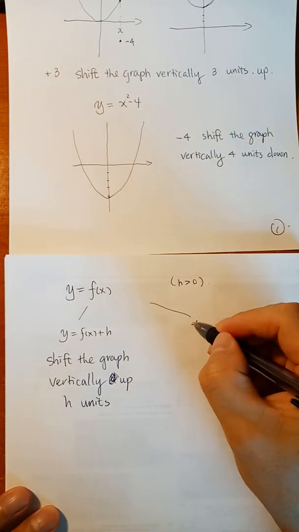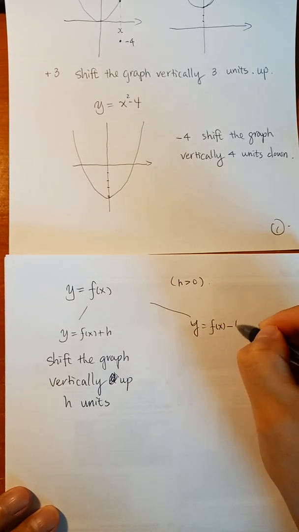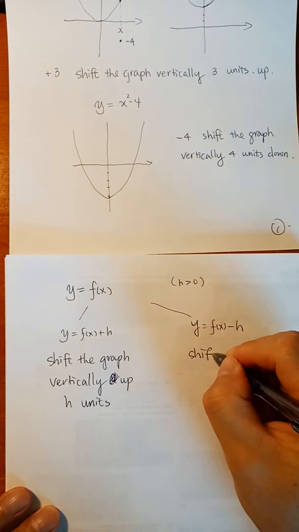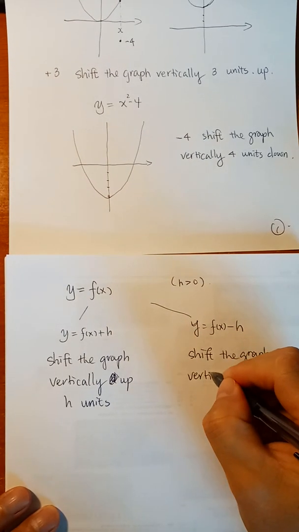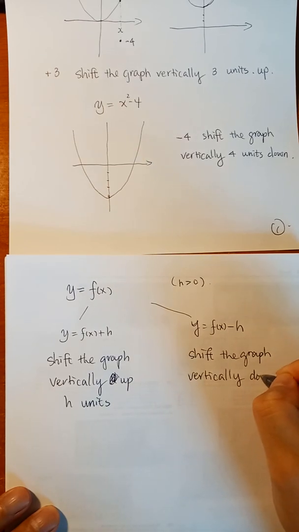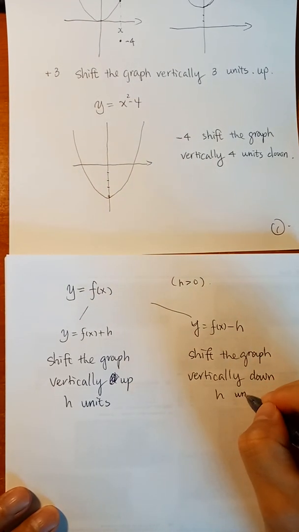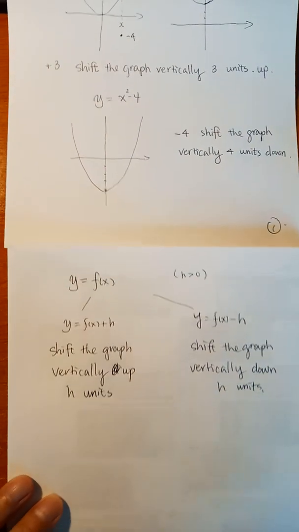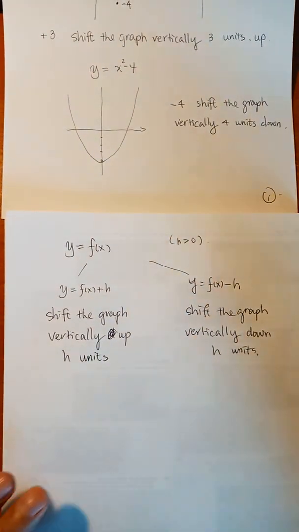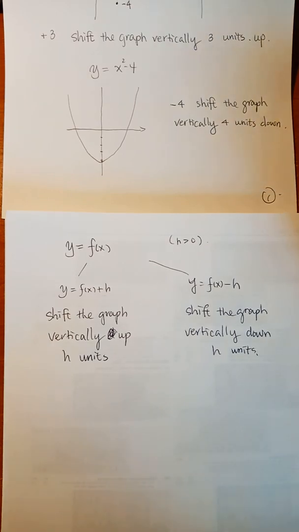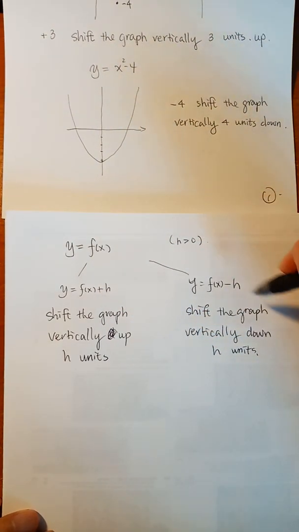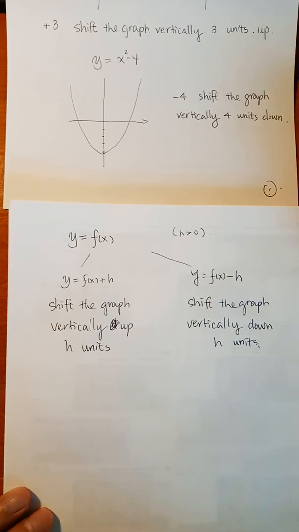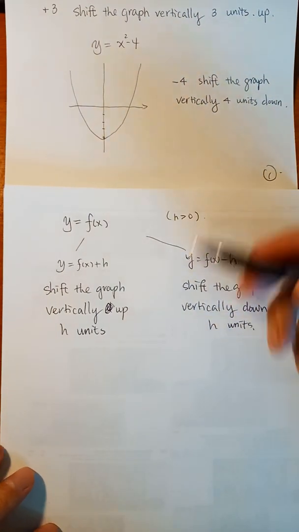If you have y equal to f(x) minus h, so you shift the graph vertically down h units. So that's the summary. Okay. So add, up; subtraction, down. Okay, so you can do this vertical shift.